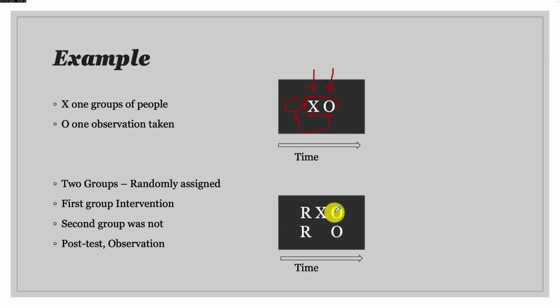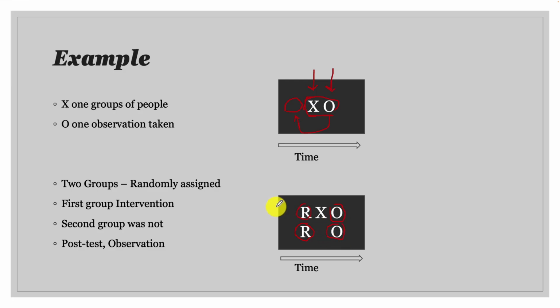Now, if you look at this one here, this tells us that we're dealing with two groups because you can see two lines, line here, line here. This tells me that this group was randomly assigned. This tells me that the next group was randomly assigned. We can see that group 1 received treatment, group 2 did not receive treatment, and only one observation was made, which was post-intervention, right? So what does that mean?